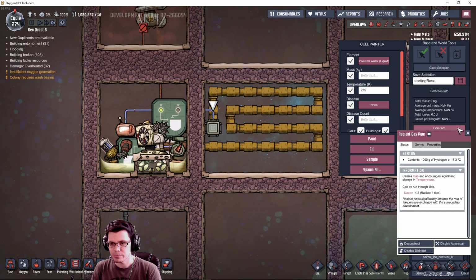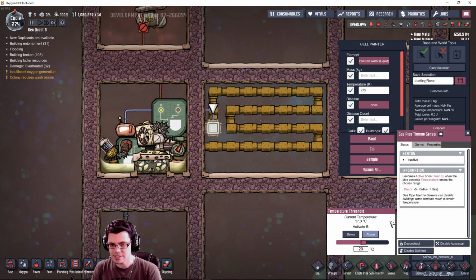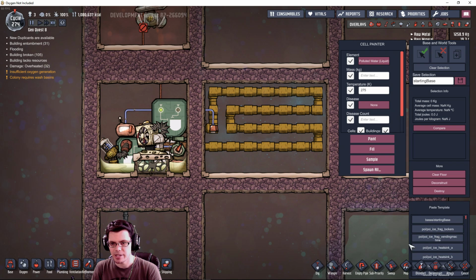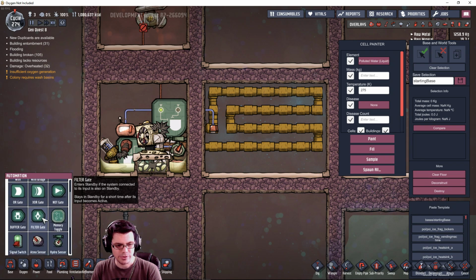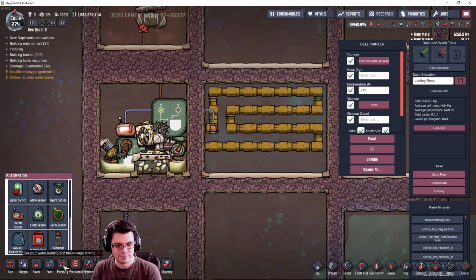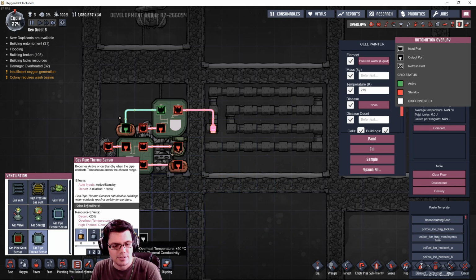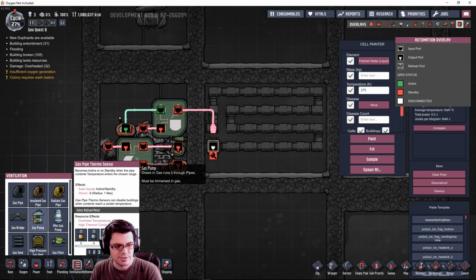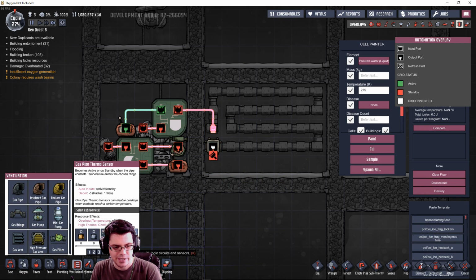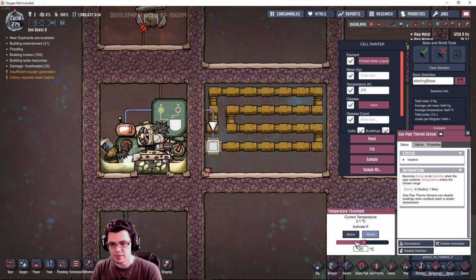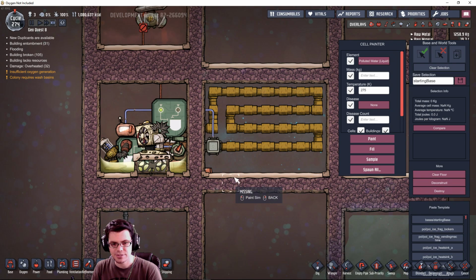You can also see that the polluted water over here barely budged in temperature. So that's probably some pretty good advice if we wanted to go ahead and take this gas pipe thermal sensor, and we're going to put it down there on the bottom. That's actually under the ventilation tab. Thermal sensor. I just use iron because it's easy to get, and it works just fine. So that wants to be 20 degrees Celsius.